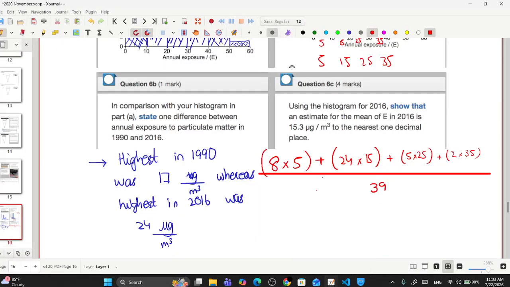Then you get an answer of 595 divided by 39, and that becomes 15.25. That can be rounded off to simply 15.3.